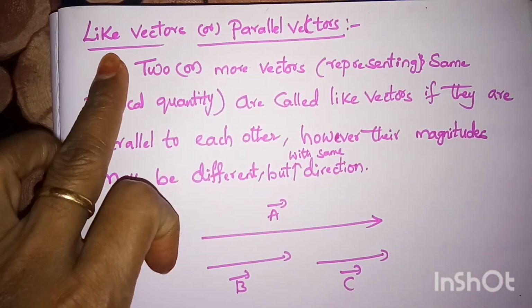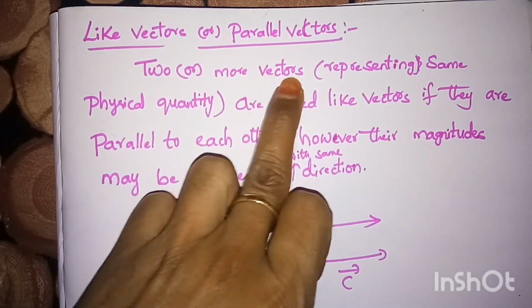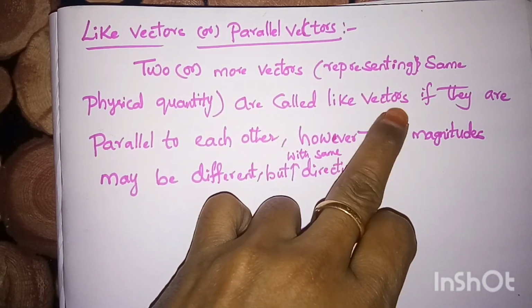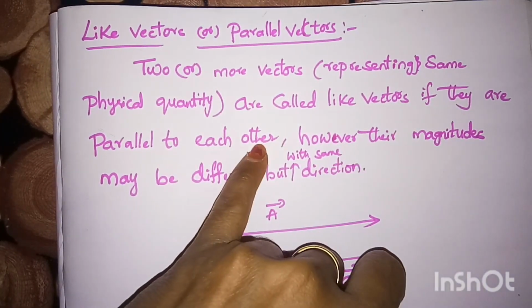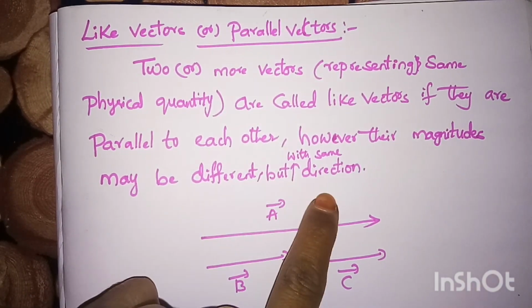So another type of vectors are like vectors or parallel vectors. Two or more vectors representing the same physical quantity are called like vectors if they are parallel to each other. However, their magnitudes may be different but with the same direction.